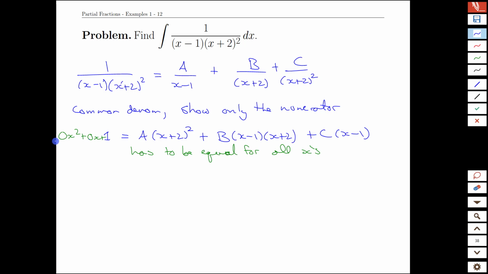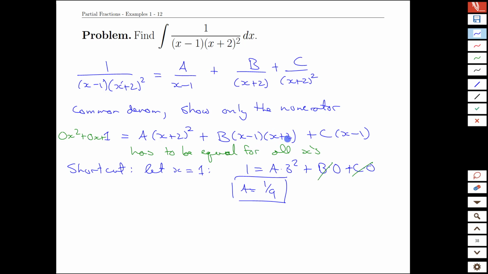So we're going to use our shortcut again, because again there's low-hanging fruit. We're going to let x equal, two nice values would be x equals 1. Let's start with that one. That'll give us 1 on the left-hand side, and 1 plus 2 is 3, so it'll be a times 3 squared, and b times 0, and c times 0. And so we quickly get that a is equal to 1 over 9.